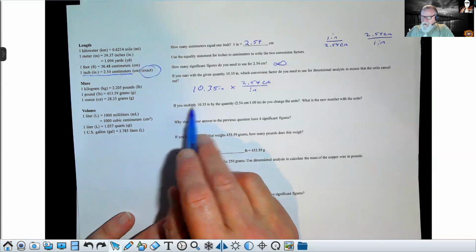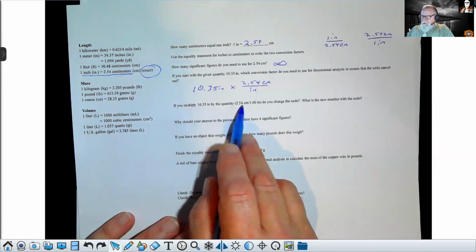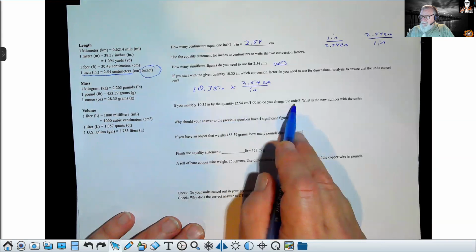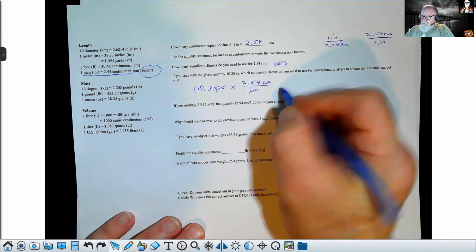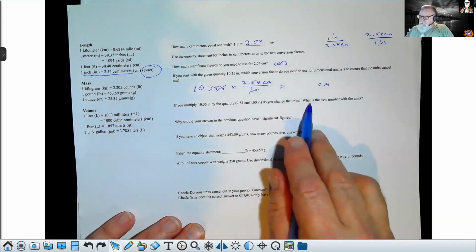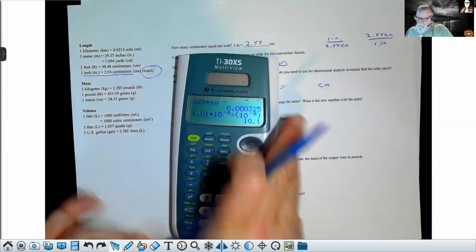If you multiply 10.35 inches by the quantity 2.54 centimeters over 1 inch, do you change the units? Yes, the units will change, and this will be in centimeters, right? What is the new number with the units? Well, let's do this.